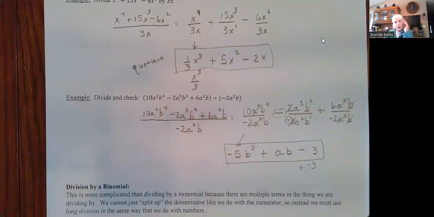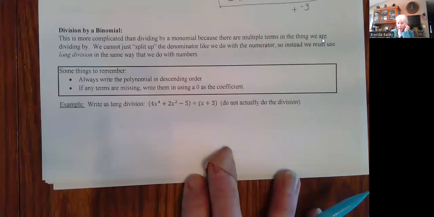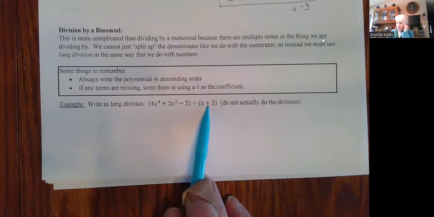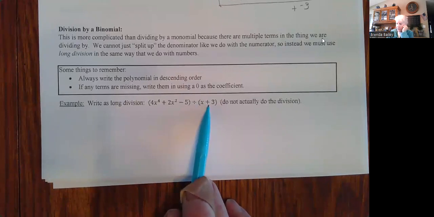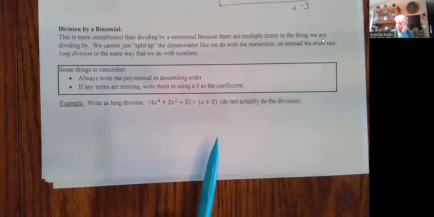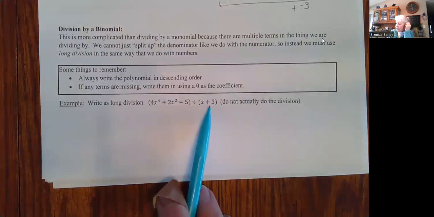Now let's go ahead and go to what happens if we have a binomial rather than a monomial. This right here determines which method you're going to use. It's that denominator. And there are some methods that are easier. This last one isn't too bad. And depending upon this, we might either be able to use long division or what we're going to talk about, synthetic division.